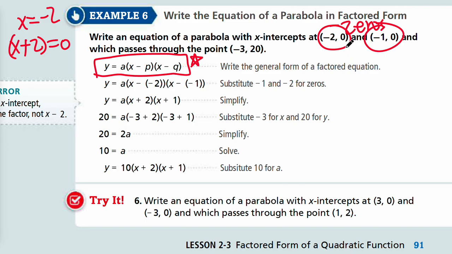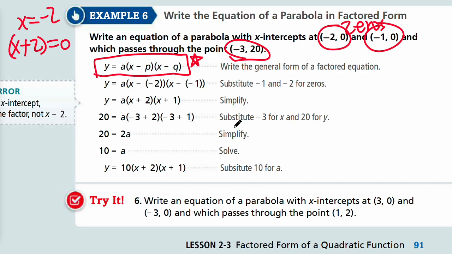So first of all, we're going to substitute -1 and -2 for the zeros and simplify, and then we're going to substitute the third point in order to figure out a. This is why we need 3 points. The 2 zeros give us the factors, but another point is needed to give us information about a. Otherwise it's not going to be the exact same equation.